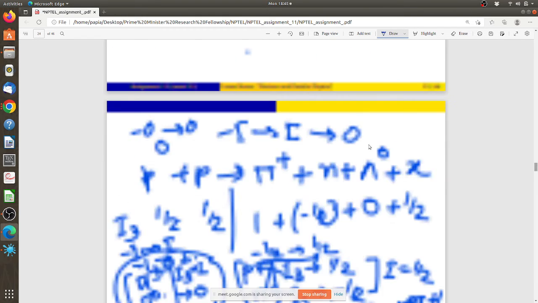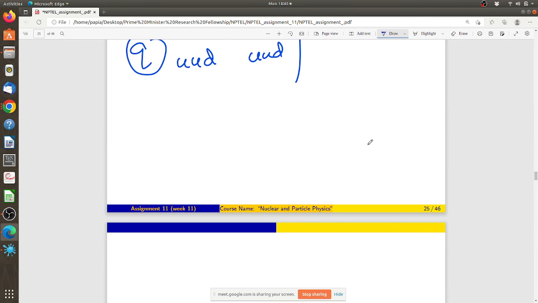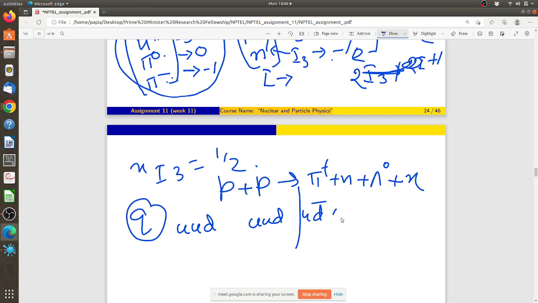Now coming to the ud bar part. So ud bar, and n is udd, and lambda 0 is uds. Now I don't know what will be the value of x. We have to calculate. Can you please say what will be the value of x cube?